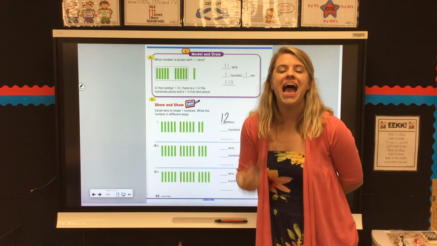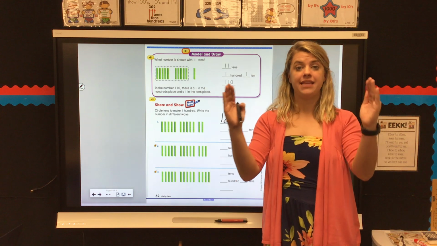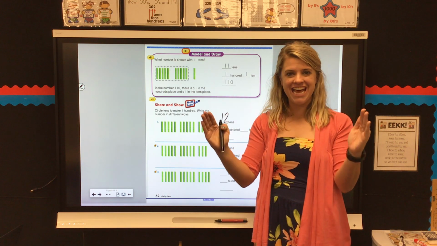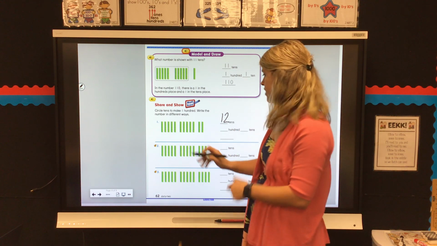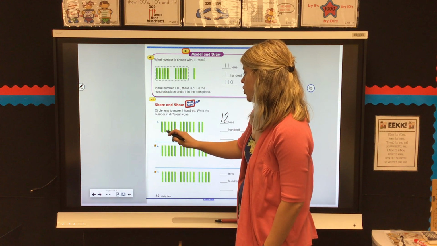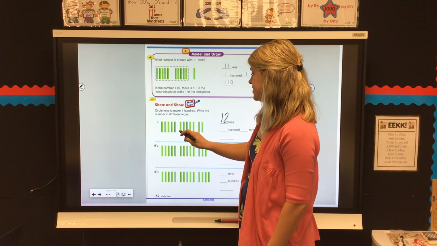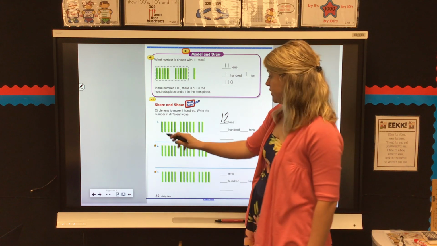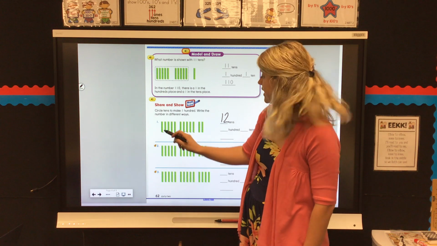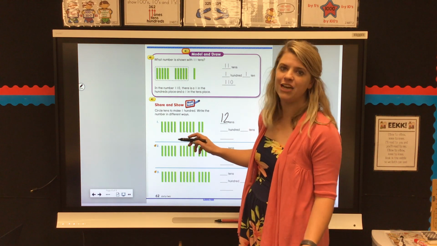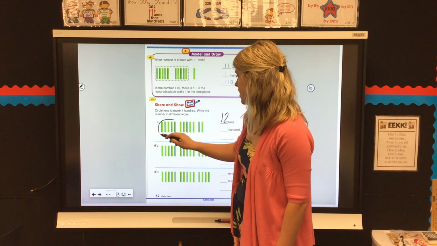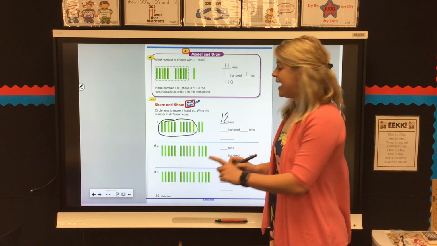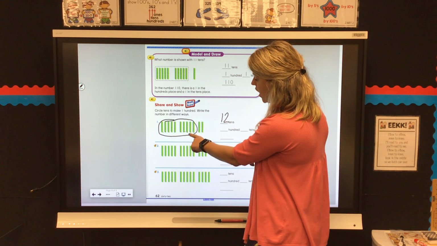So remember, how many 10 rods do we need to make that 100 flat? 10 10s equals 100. So we know that 1, 2, 3, 4, 5, 6, 7, 8, 9, 10. So here's a trick. If we see these are grouped in 5, I could count by 5s. 5, 10. I know that that's going to be 100 flat. Okay, so now in my picture I see that I have 100.